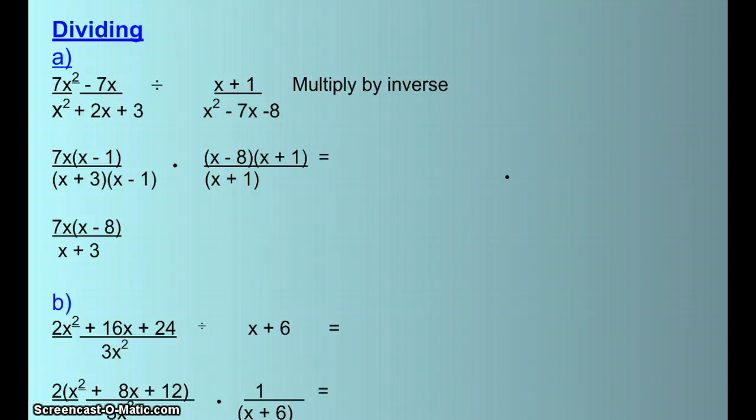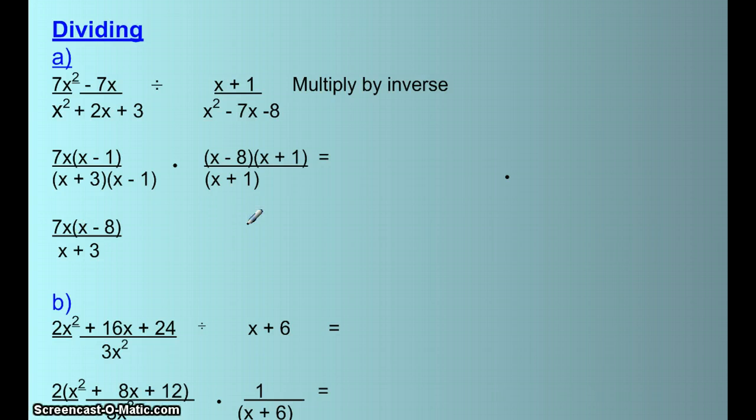Dividing is a little more complicated because, of course, you have to flip everything around. So in example A, we have (7x squared minus 7x) over (x squared plus 2x plus 3), and I want to divide that by (x plus 1) over (x squared minus 7x minus 8). Remember, division is multiplication by the inverse.